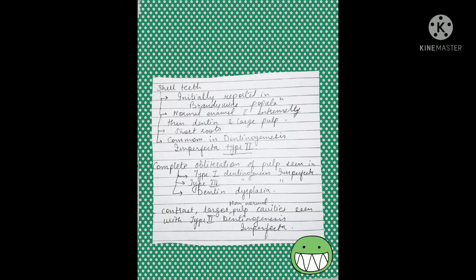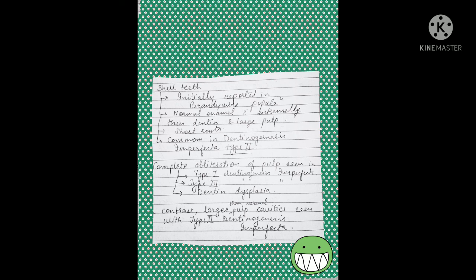Now the next question is about shell teeth. Shell teeth were initially reported in the Brandywine population. You can see presence of normal enamel while the dentin is extremely thin and the pulp chamber is large. The roots are short, and such teeth are commonly seen in dentinogenesis imperfecta type 2.